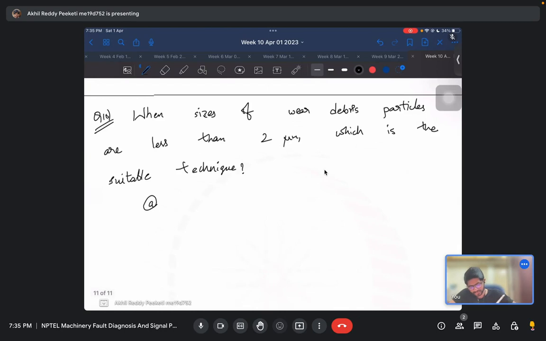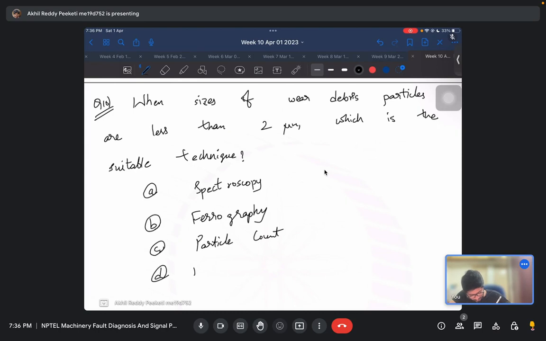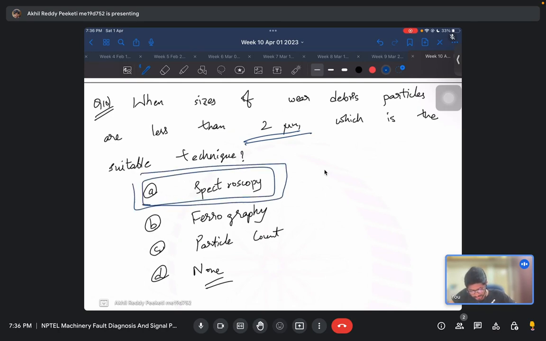Now if it is less than 2 microns, then which is the suitable one? Spectroscopy, ferrography, particle count, or none. When the particles are less than 2 microns, then spectroscopy is the most suitable one. And if it is 10 to 100 microns, then it is ferrography, as we have seen in the last question. And if it is bigger, then it is particle count.